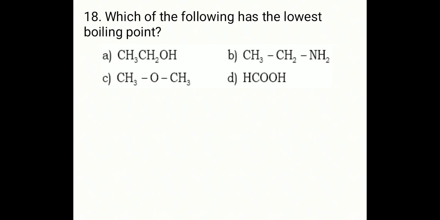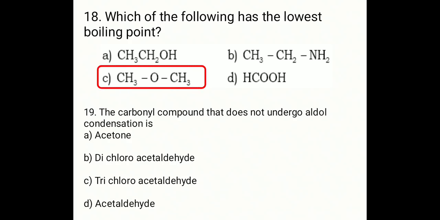Then 18, which of the following has the lowest boiling point? Generally remember, ether will have a lower boiling point than acid, than alcohol, than amines. Hence the answer for this is ether. 19, the carbonyl compound that does not undergo aldol condensation, remember, which should not have any alpha hydrogen, that is trichloroacetaldehyde. C is the answer.